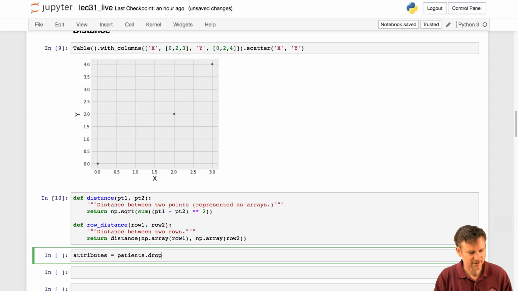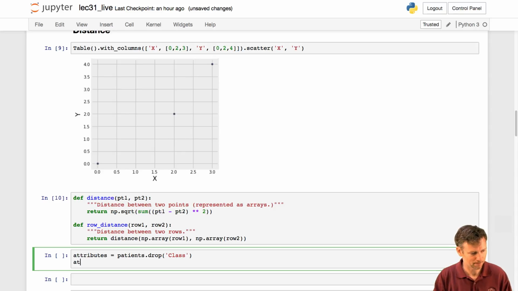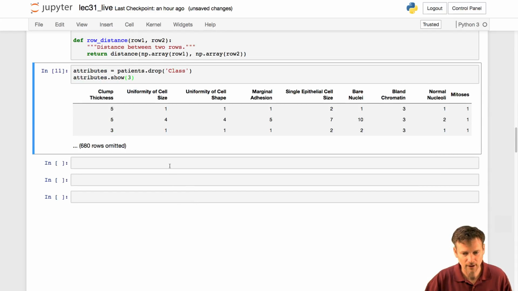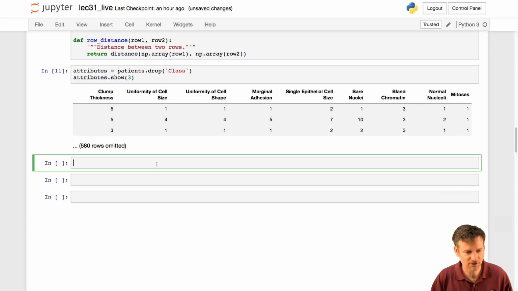So let's take the data set we got and focus just on the attributes. And let's walk through an example to show you how this distance thing works. Well, there we've got some patients, just their attributes. And I can compute the distance between 2 patients in this data set. Like, for instance, let's take the first row, row number 0, and the second row, row number 1. And compute the distance between them.